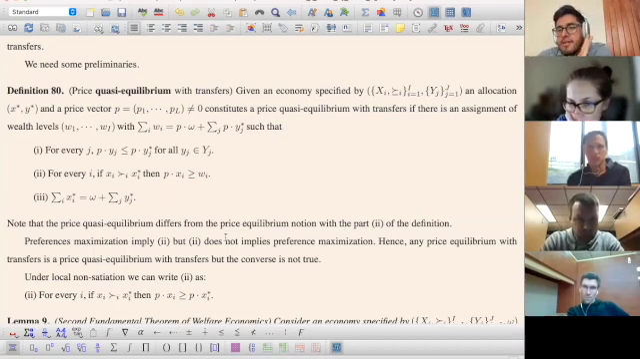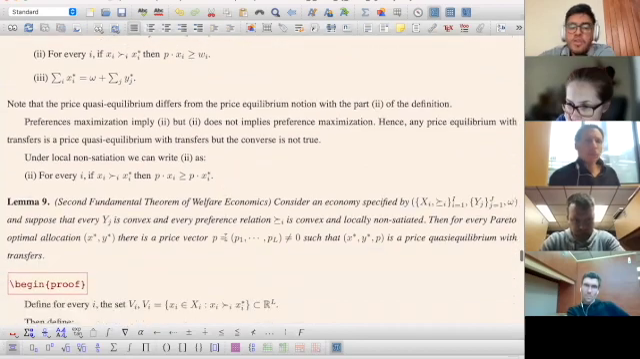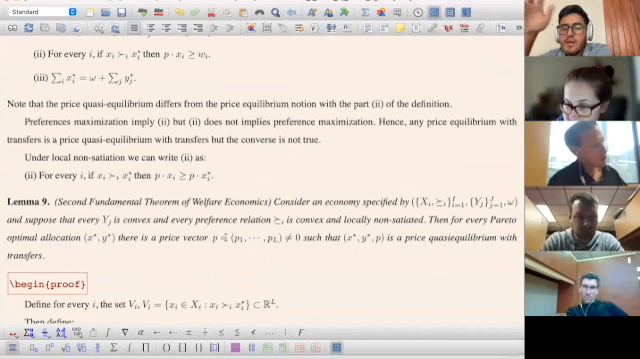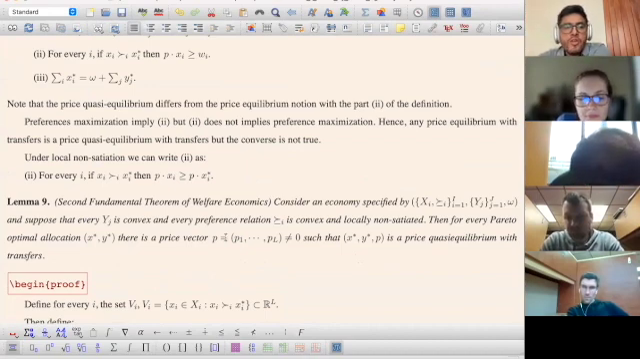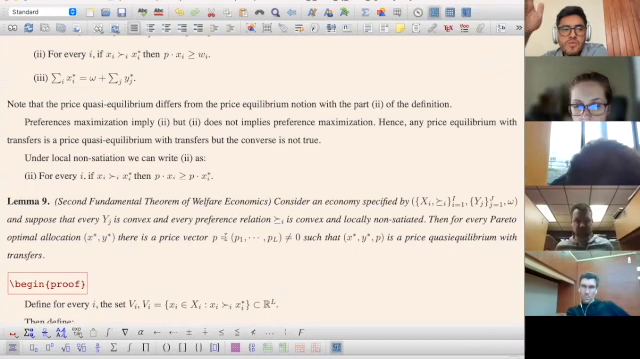And then the third one is market clearing. So of the three things, only the second has changed. Now, I'm going to read the second welfare theorem, and then make a comment. Note that a price quasi-equilibrium differs from a price equilibrium only in part 2. Preference maximization implies 2, but 2 does not imply preference maximization. Hence, any price equilibrium with transfers is a price quasi-equilibrium with transfers, but the converse is not true.